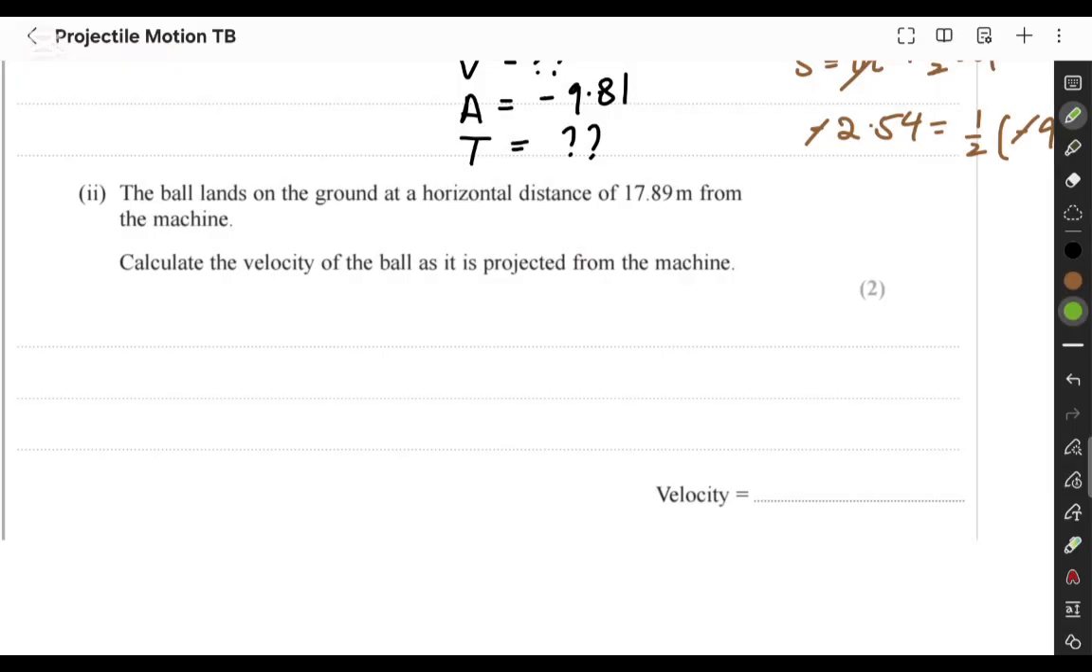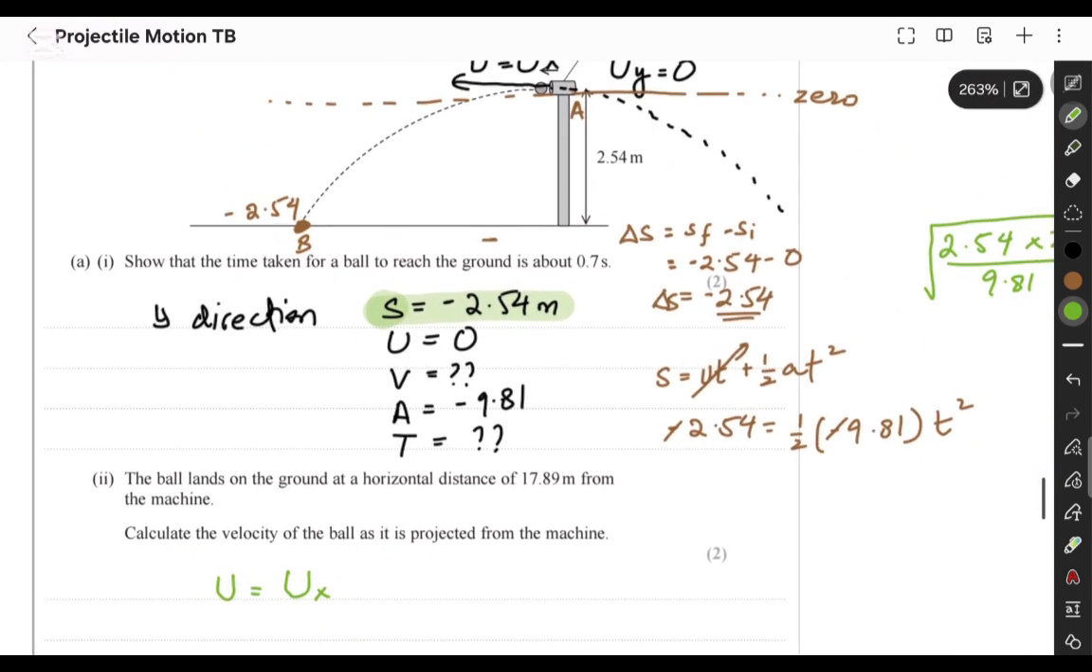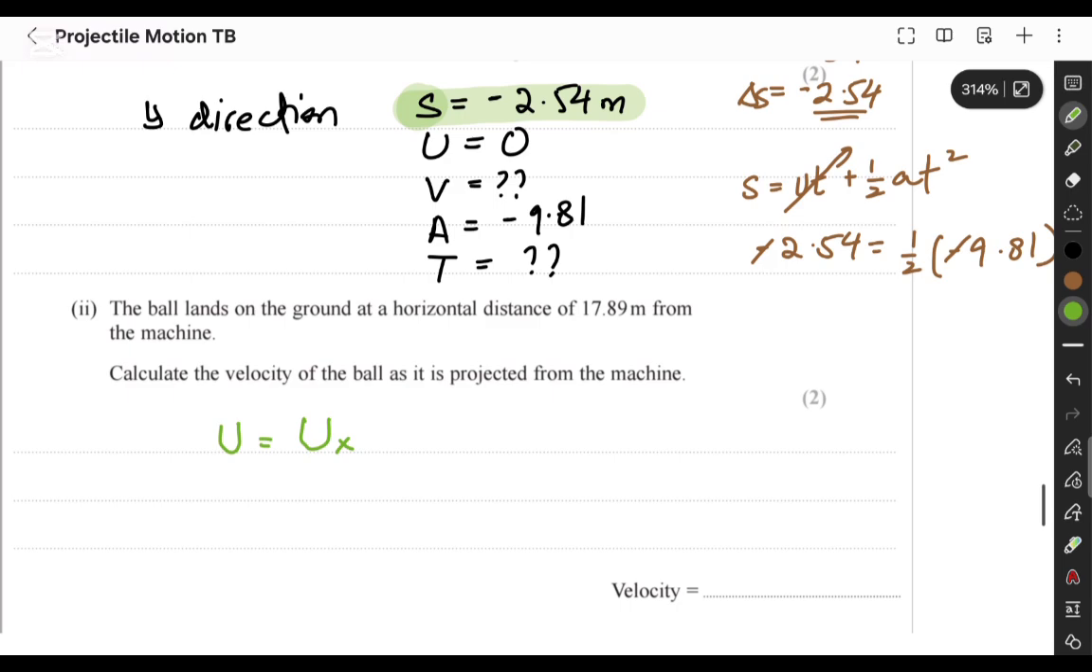Now part II tells us the ball lands on the ground at a horizontal distance of 17.89 meters from the machine. Calculate the velocity of the ball as it is projected from the machine. The velocity of the ball as it is projected is u, and that's actually equal to the initial horizontal velocity, which is something we just discussed. The horizontal direction has only one equation, Sx equals uxt, and we need to find ux here.